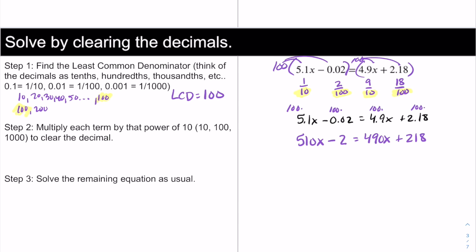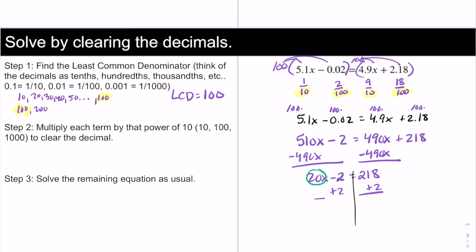We have x's on both sides. I'm going to choose to subtract the 490x to create a zero pair. So I get 20x minus 2 equals 218. Again, we're trying to isolate the variable, so I'm trying to get the 20x by itself. On the same side of the equation is that minus 2 that we need to get rid of, so we're going to add 2 to both sides. We get 20x equals 220.